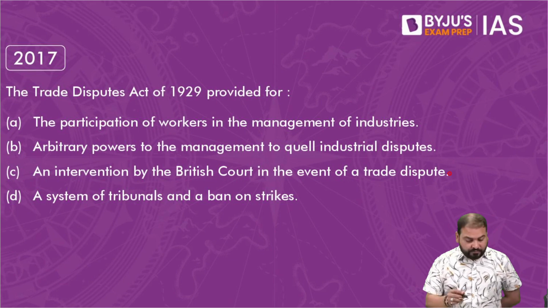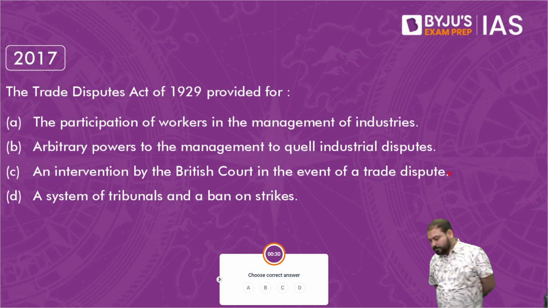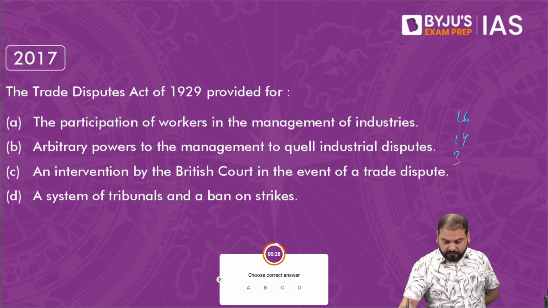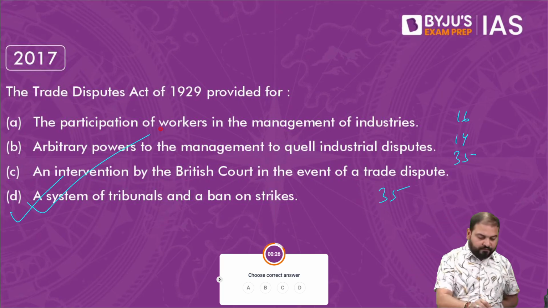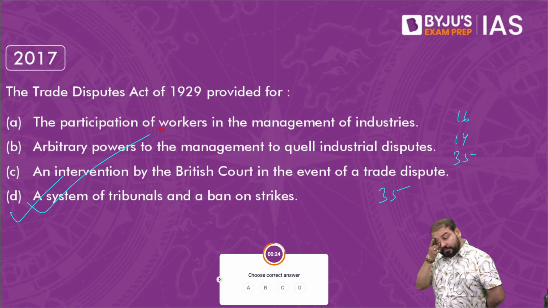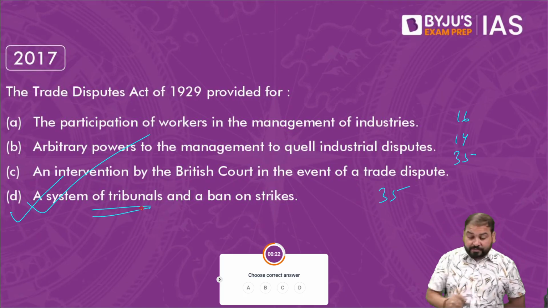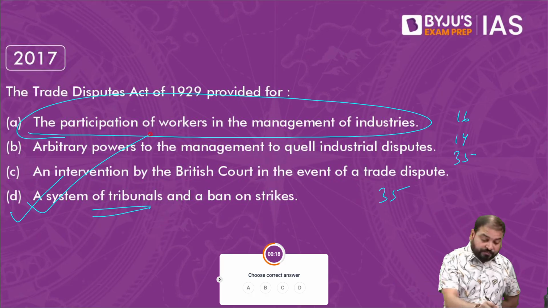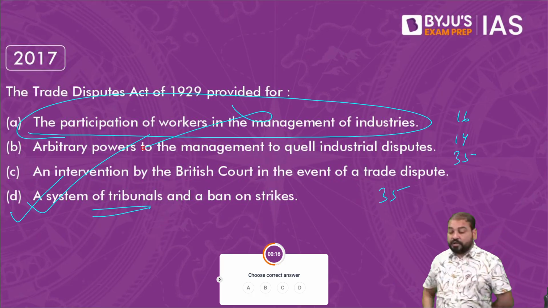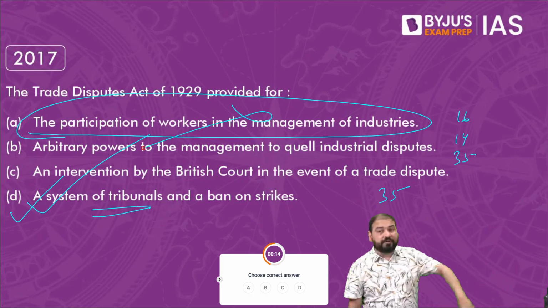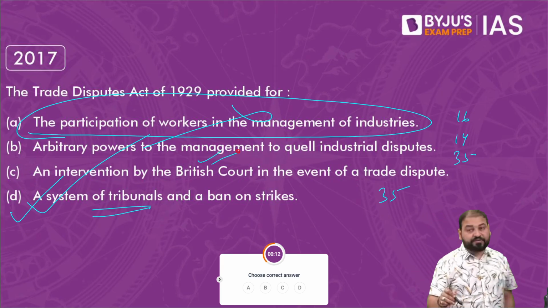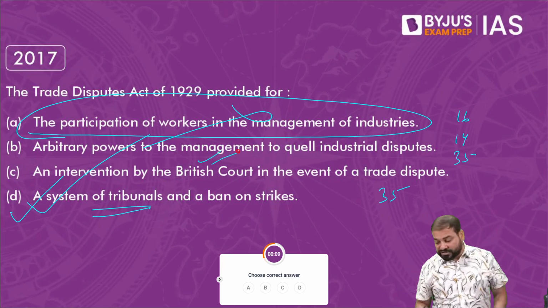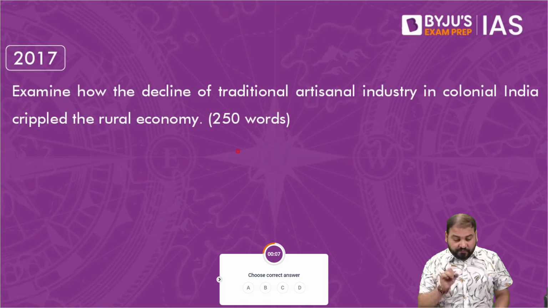Very easy question. I'll give you 30 seconds. 16, 14, 35, 35. We studied under this, the strikes were being banned and a tribunal was being set up. Those who gave A, that's the worst option. Do you think they will ever allow workers to manage industries? Never. They did not give arbitrary powers to the management. Rather, there were conciliatory gestures. And a board of conciliation was formed.